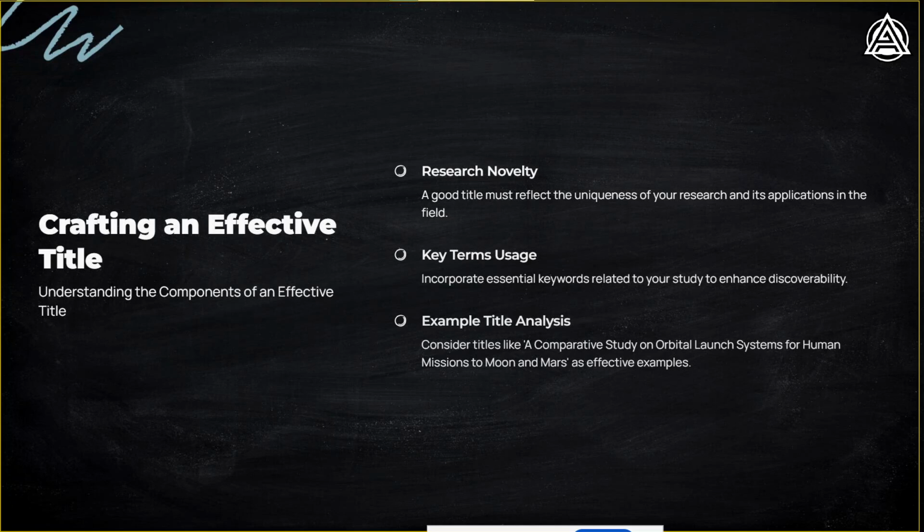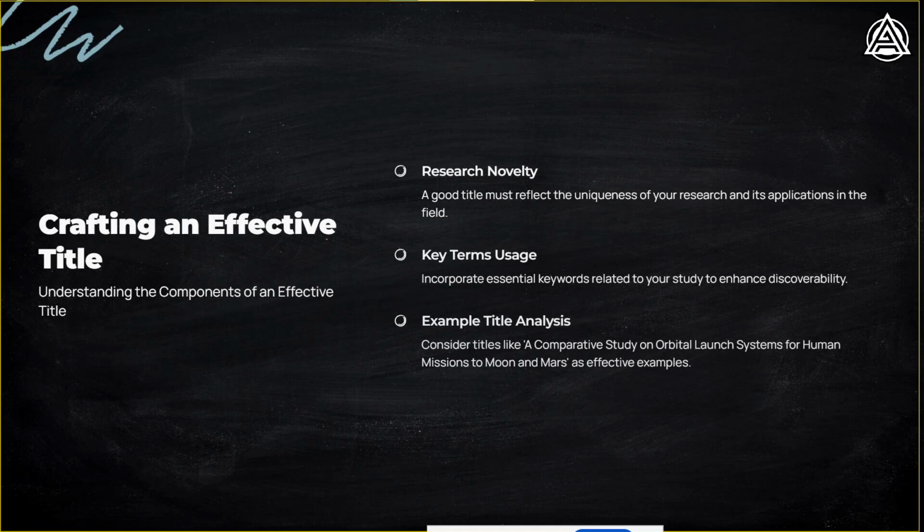From my experience, from my point of view, you need to consider these terms first. The first one is that your title should reflect the research novelty. You can read the description given here. A good title must reflect the uniqueness of your research and its application in the respective field. So the keywords are uniqueness of research and its application. These 2 keywords we must include while writing the title of the paper.